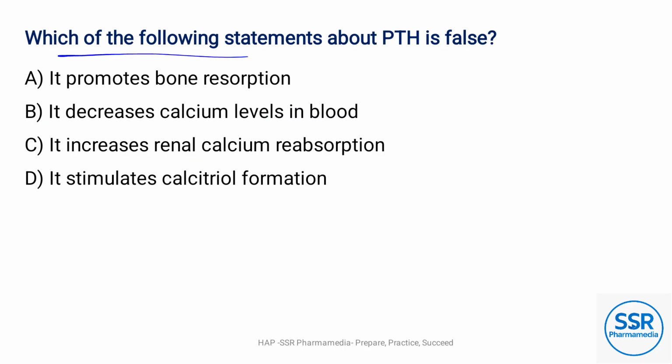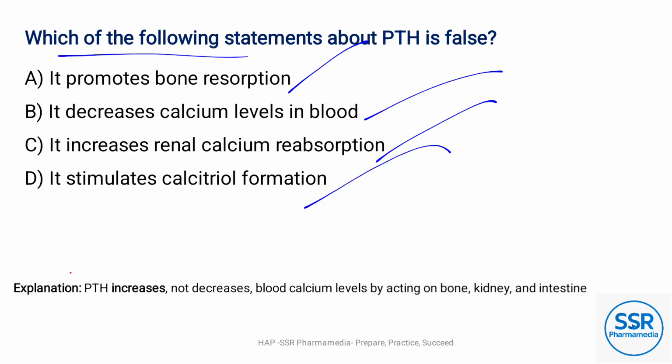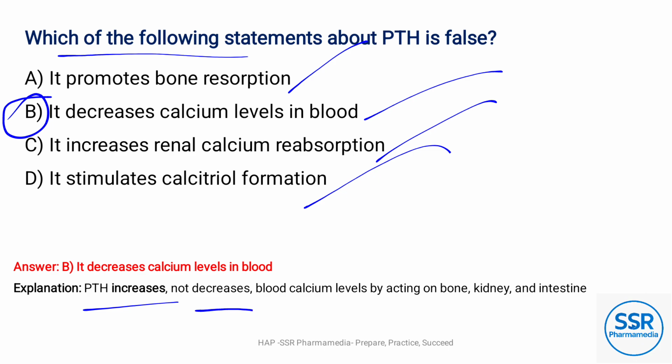Which of the following statements about parathyroid hormone is false? Option A, it promotes bone resorption. Option B, it decreases calcium level in blood. Option C, it increases renal calcium reabsorption. Option D, it stimulates calcitriol formation. So the answer is option B, it decreases calcium level in blood. Parathyroid hormone increases, not decreases, blood calcium level by acting on bone, kidney or intestine.